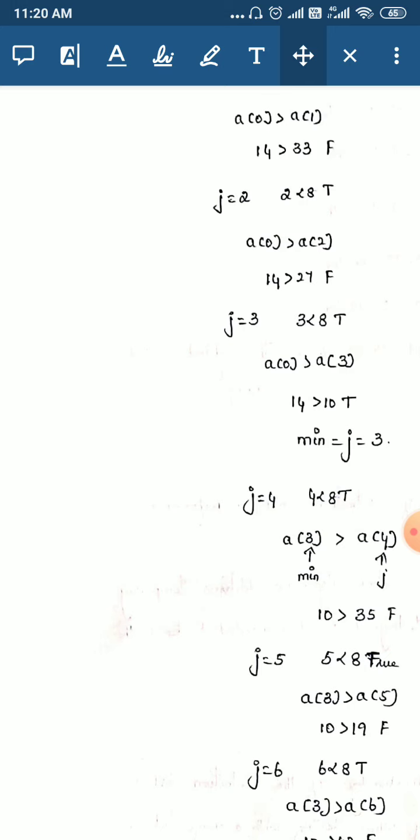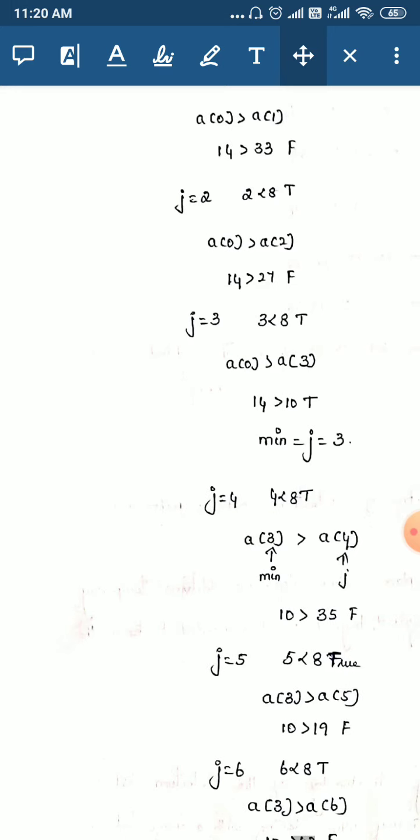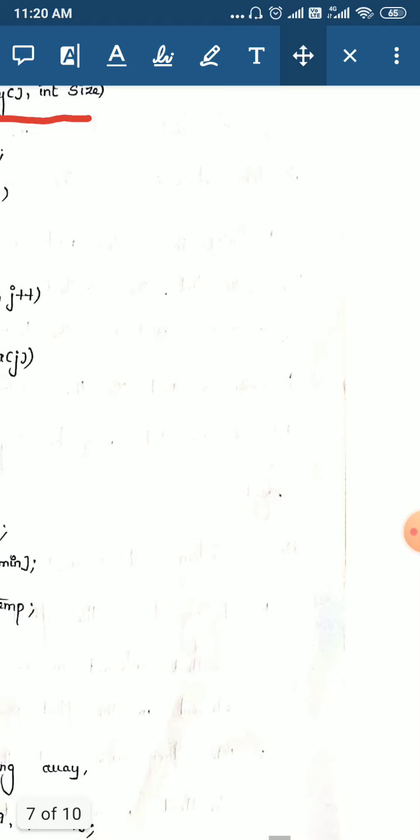So now 14 is greater than 27. The condition again becomes false. So next j value gets incremented. Now j value becomes 3. Yes. So j value is 3, which is less than 8. We are checking the condition is true. Again we are checking a of 0 is greater than a of 3. So because the minimum value doesn't change, right? So 14 greater than 10 it is checking.